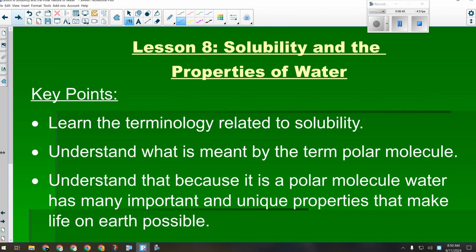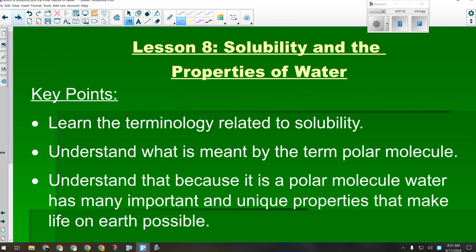All right, so we are going to go over solubility and the properties and weird behaviors of water. A lot of this is probably going to be review. You learned terminology about solubility before. You probably already know what a precipitate is, a homogeneous solution, and a mechanical mixture. If not, it'll be a refresher for you.